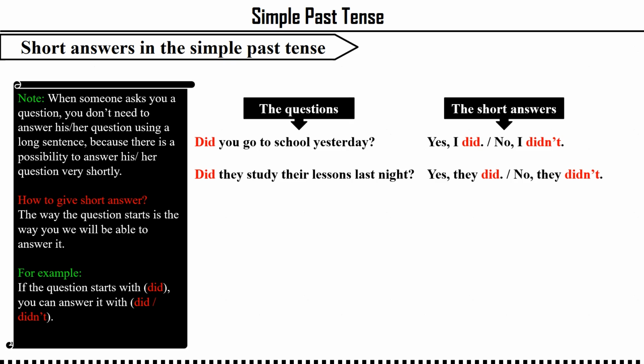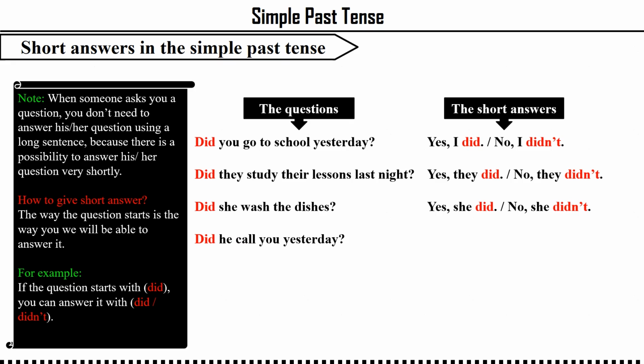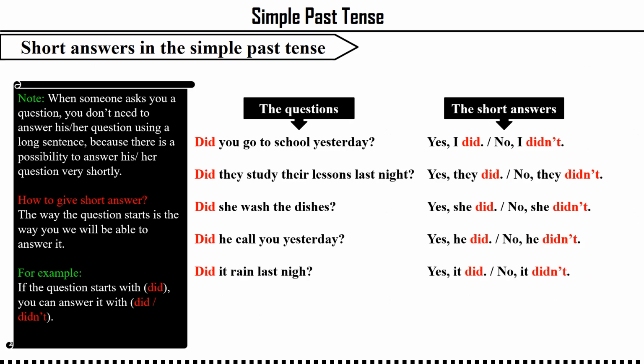You don't need to say yes, they studied their lessons last night. You can answer it with did, with the helping verb. Yes, they did. No, they didn't. Did she wash the dishes? Yes, she did. No, she didn't. Did he call you yesterday? Yes, he did. No, he didn't. Did it rain last night? Yes, it did. No, it didn't. Did Ken have lunch with you last week? Yes, he did. No, he didn't, etc.